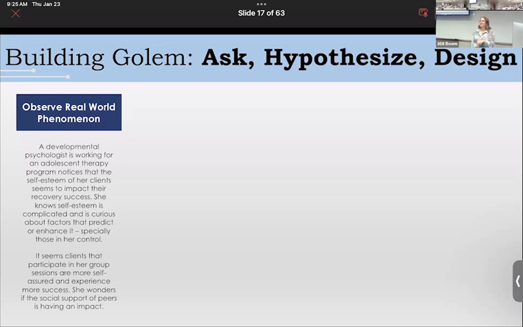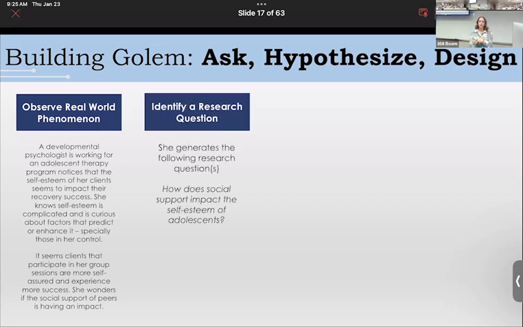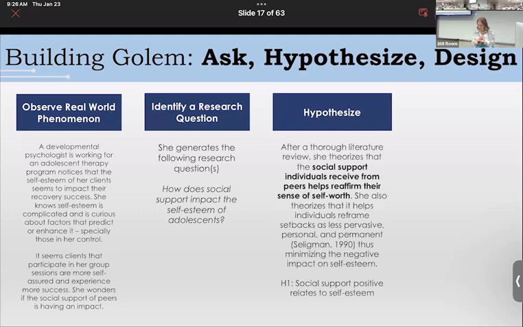Don't laugh. Social support. Yes, it's coming back. So she generates the following research question. How does social support impact self-esteem of adolescents? After a thorough literature review, she theorizes that the social support individuals receive from peers help reaffirm their sense of self-worth. She also theorizes that it helps individuals reframe setbacks as less pervasive, personal, and permanent. That's Seligman's. Thus minimizing the negative impact on self-esteem.